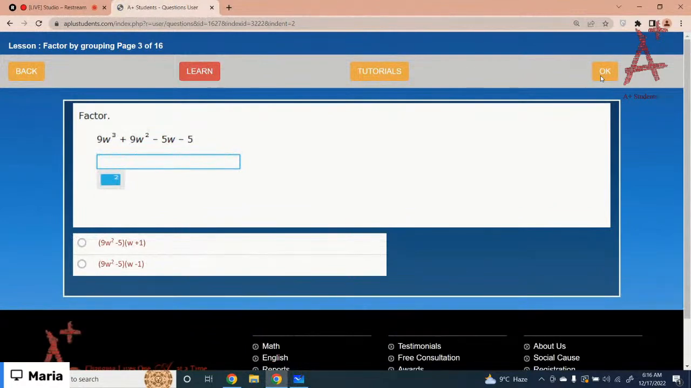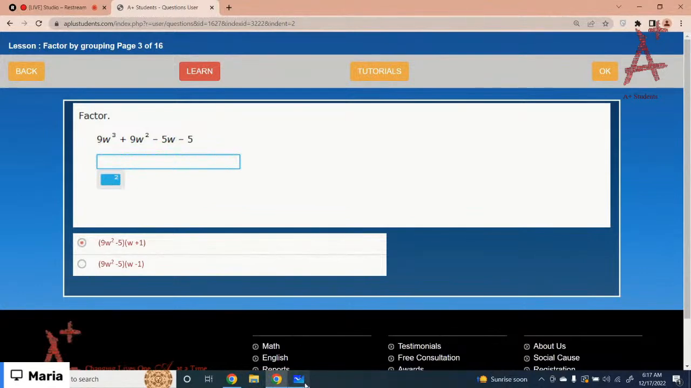Okay, the next one is 9w cube plus 9w square minus 5w minus 5. So which of the option is the correct one? The first one or the second one? Who is going to answer the question? Which of the option is the correct one? The first one is the correct one.